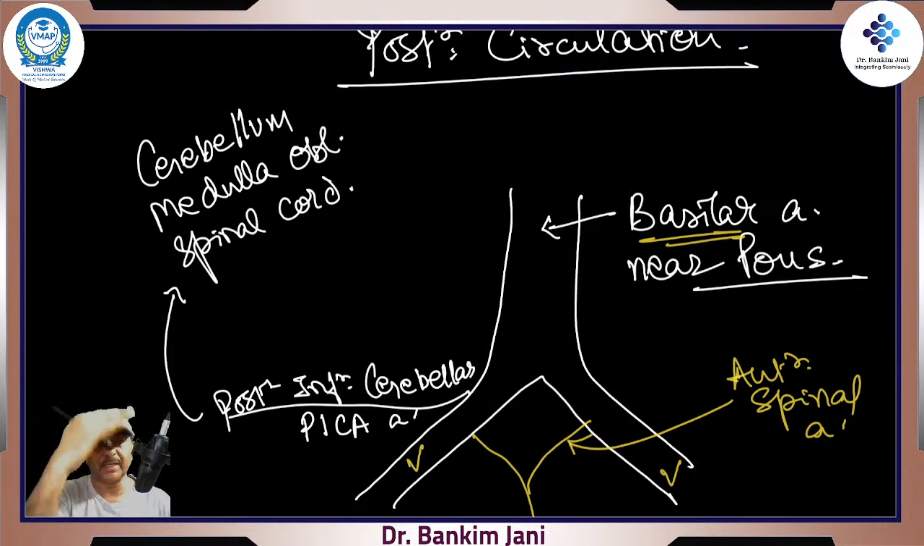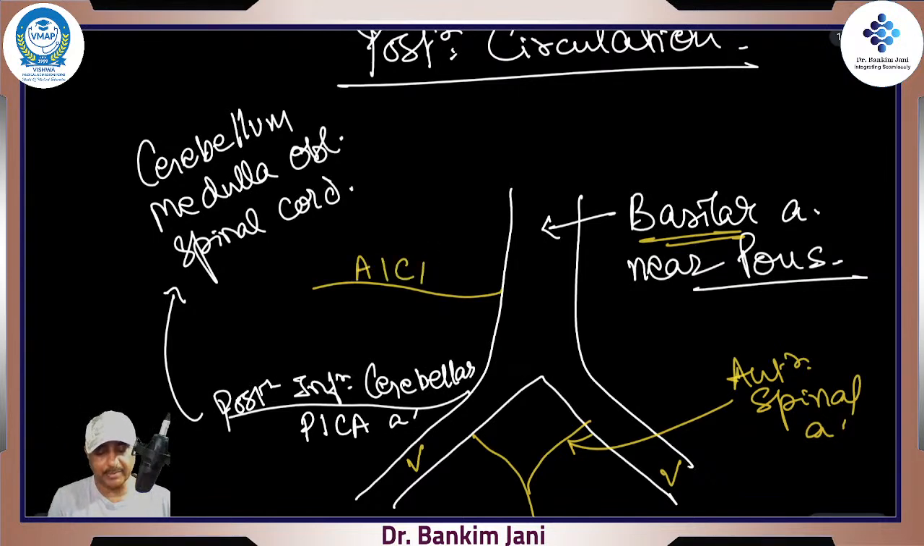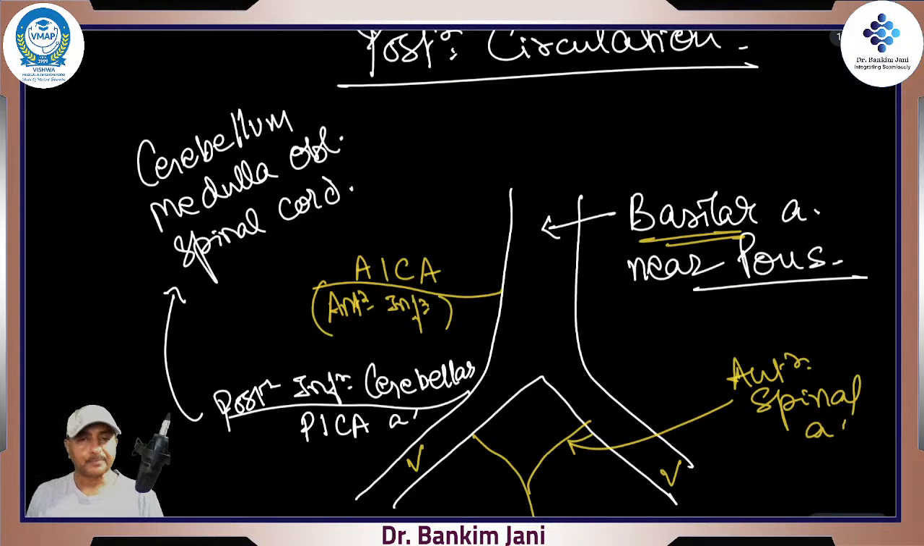So then there would be another one, right? If this is from the vertebral, this one will be from the basilar. And this is the anterior inferior cerebellar artery, right? This anterior inferior cerebellar artery is associated with the fifth nucleus.